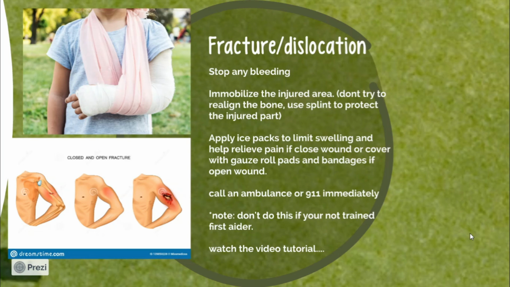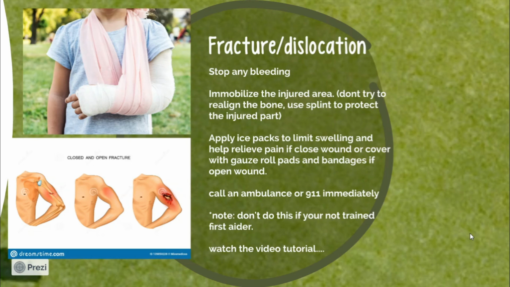You can use a splint to protect the injured part of the area where the fracture is. You can use a splint to support the bandaging or to support the arm or the injured area of the body. Third, you need to apply an ice pack to limit swelling and help relieve pain if it's a closed wound, or cover with gauze roll pads and bandages if it's an open wound.